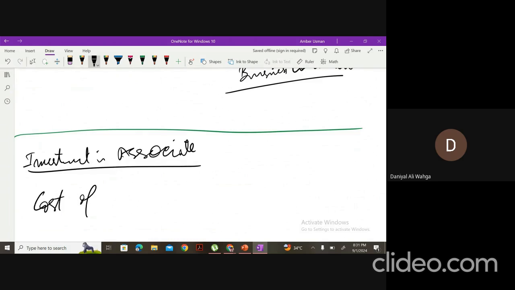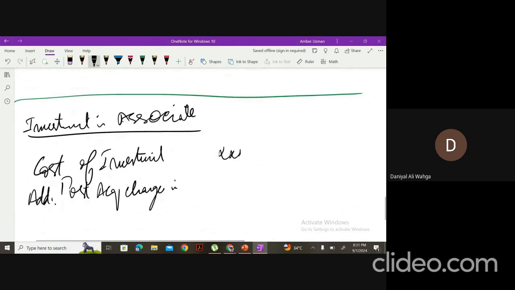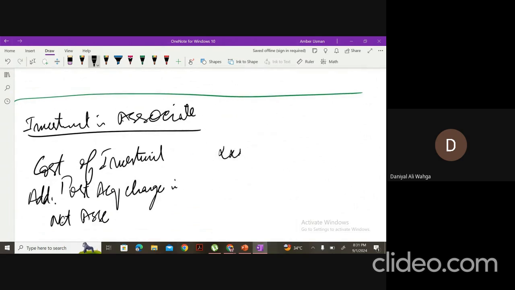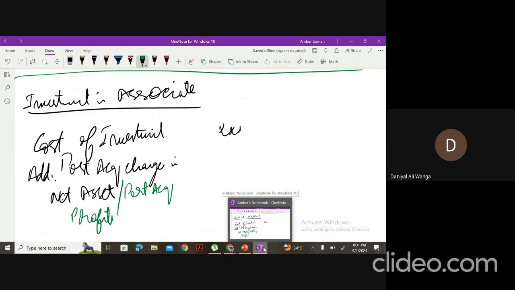You would write the cost of investment, and you would add any post acquisition changes in net assets. These can be considered as post acquisition profits. Because if you know your accounting, you would know that the change in net assets is normally because of two things. Either it is because of a change in equity, or a change in reserves, or a change in profits.